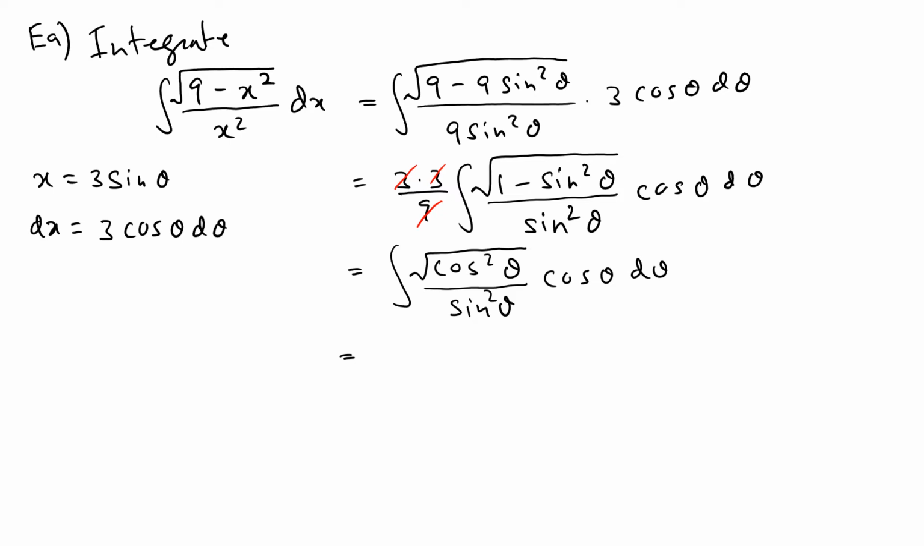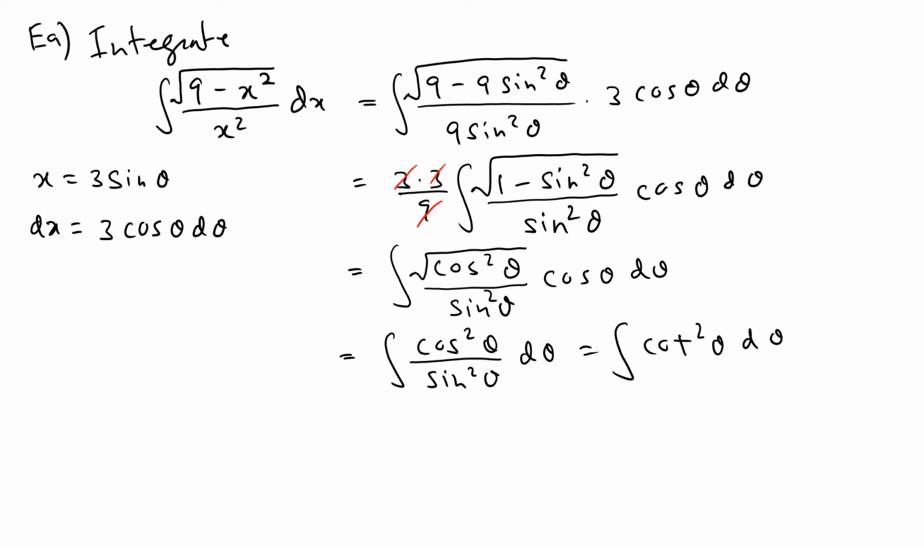We take the domain where the cosine is positive. So the square root of the square is the cosine, so you get cosine. That means you can write this one as cosine squared theta over sine squared theta d theta, which is simply cotangent squared theta d theta. Now the question is how to integrate.